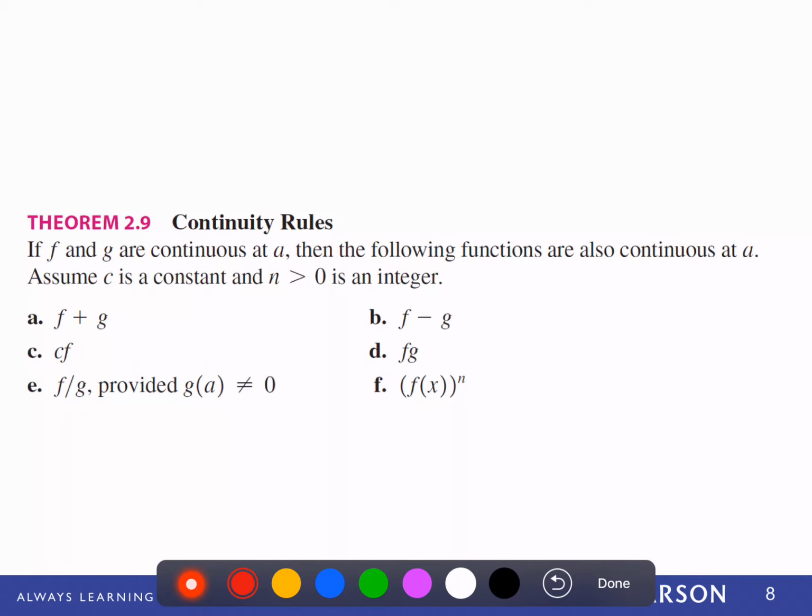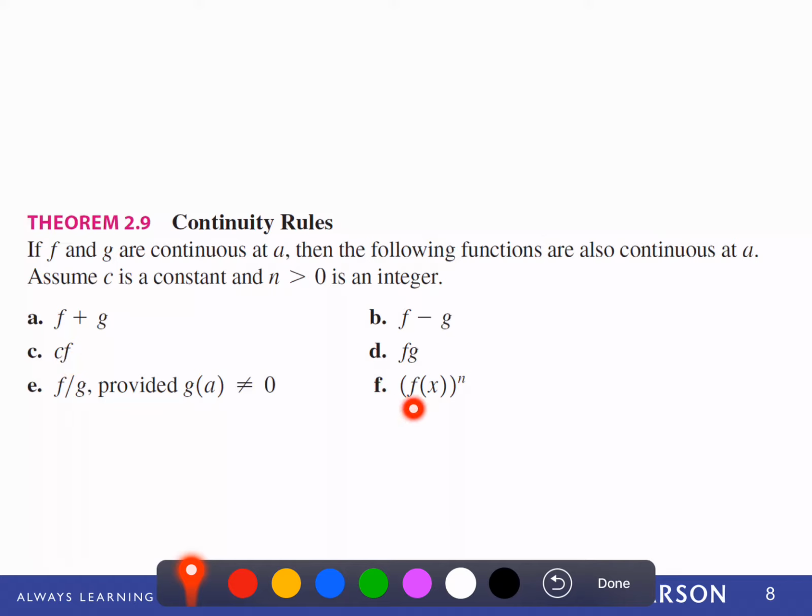The next few slides simply give you rules for when things actually are continuous. If I have two functions f and g which are continuous at the point a, and any constant c, then some other functions we know immediately are continuous. I can add the functions, and that's continuous immediately. I can subtract the functions. I can multiply the two functions, or multiply either of the functions by a constant.